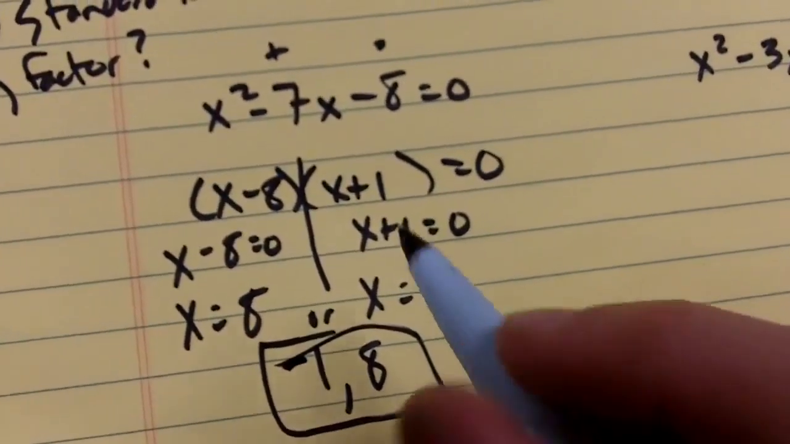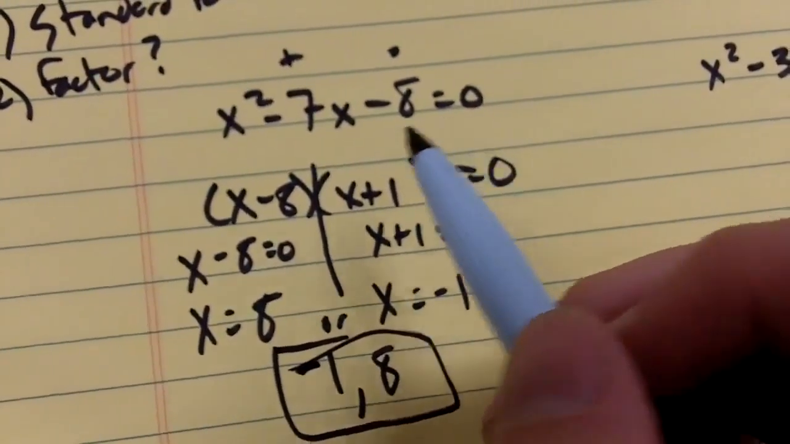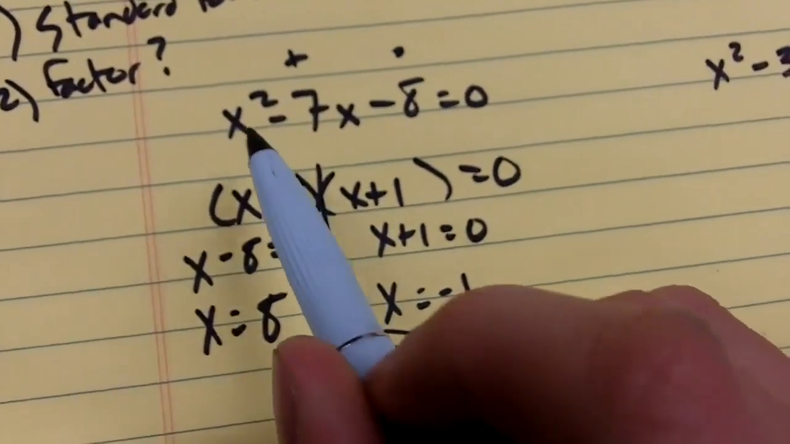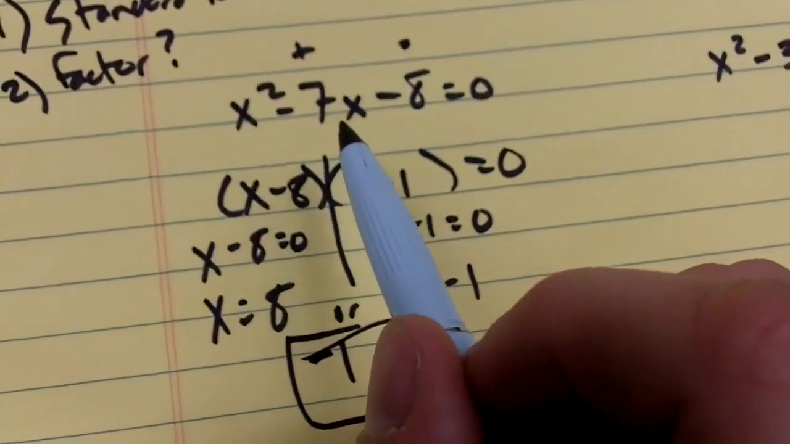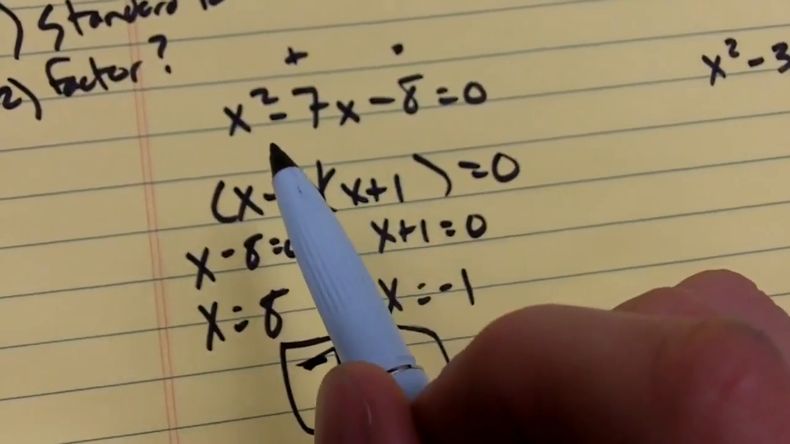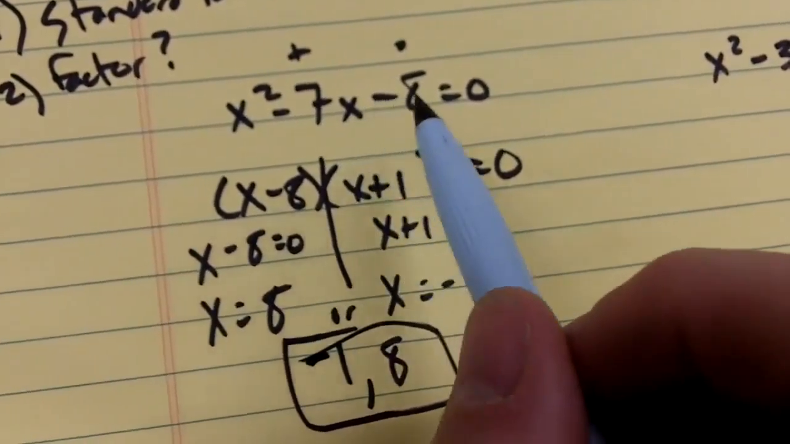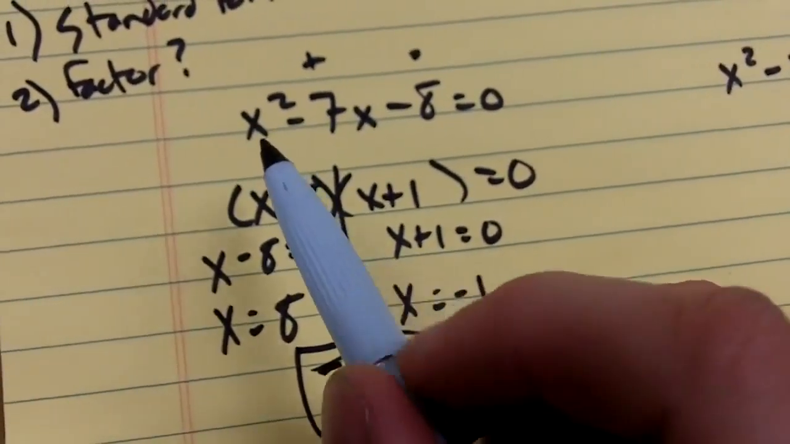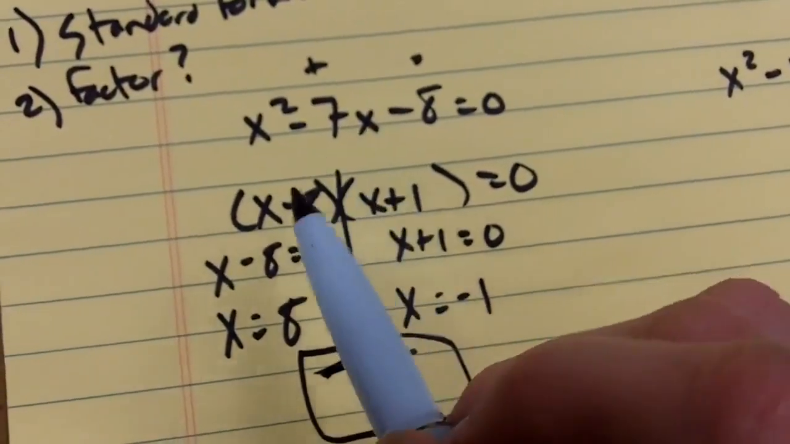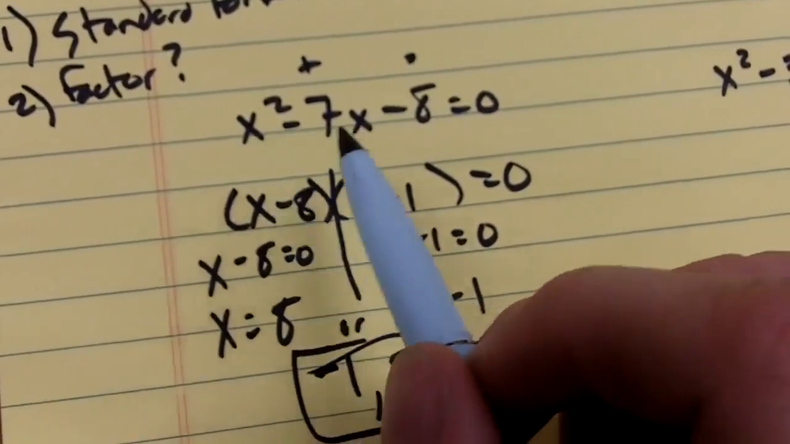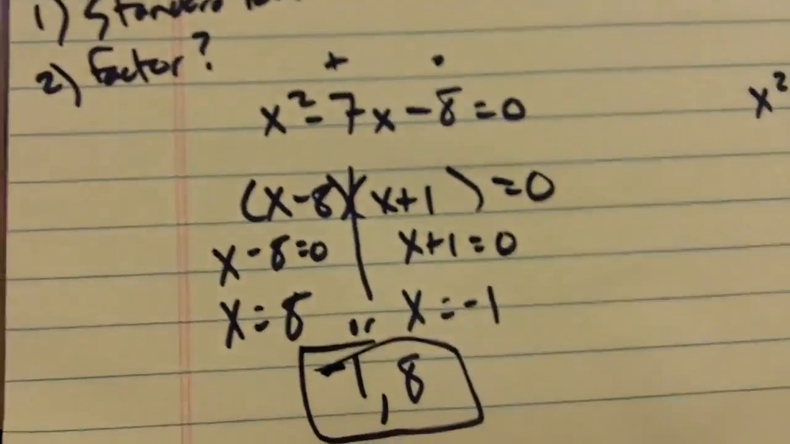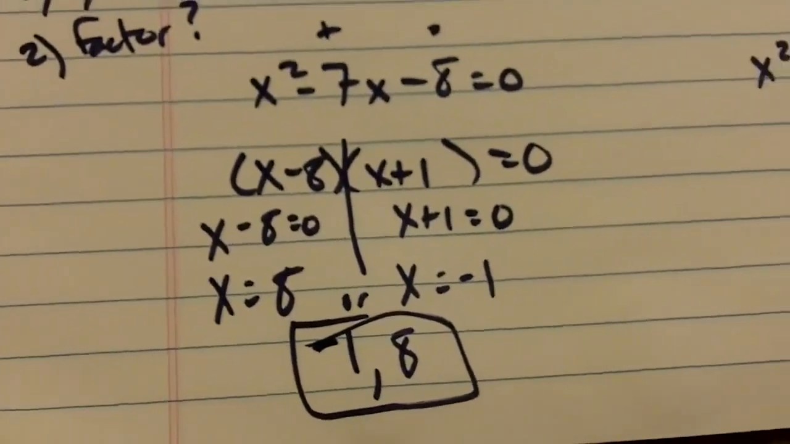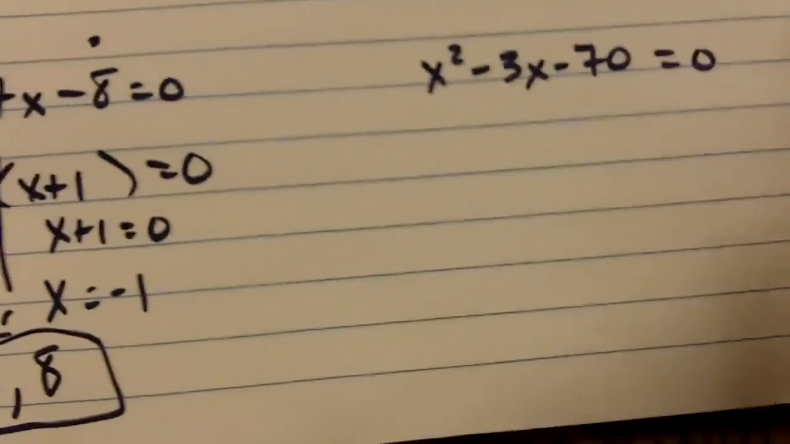-1 and 8. And if you put in -1 or 8 in here, you get the right answer. We can do that real quick. If you put in 8, 8 squared is 64, minus 7 times 8, which is 56. 64 minus 56 is 8. 8 minus 8 is 0. It works. -1: -1 squared is 1. -7 times -1 is 7. 1 plus 7 is 8. Minus 8 is 0. And we've got that one solved. Those are my two answers, my solutions.